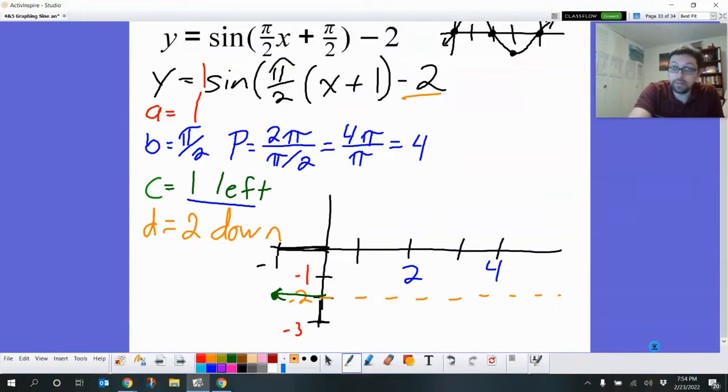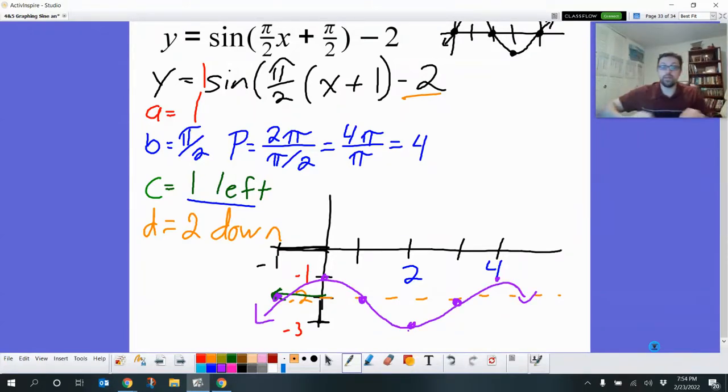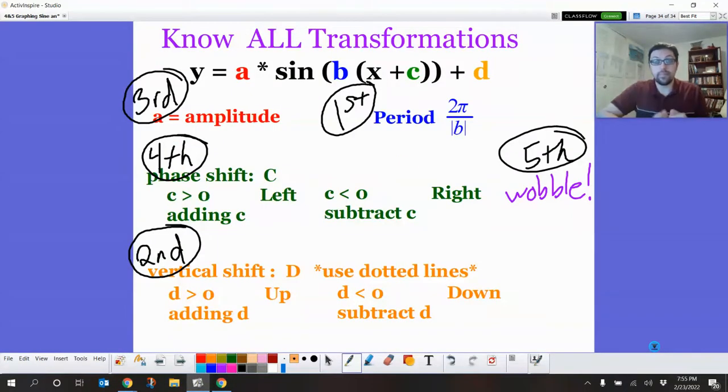Once we got there, time to do our pattern. So on, up, on, down, on, and an extra up just for fun. And there is our sinusoidal curve. So ends our sinusoidal transformation video.